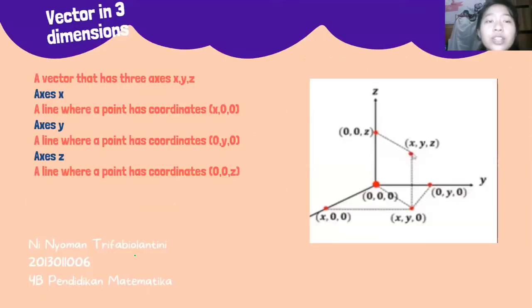The next is vector in 3 dimensions. A vector in 3 dimensions is a vector that has 3 axes, x, y, and z. The x axis is a line where a point has coordinates x, 0, 0, and the y axis is a line where a point has coordinates 0, y, 0, and the z axis is a line where a point has coordinates 0, 0, z.